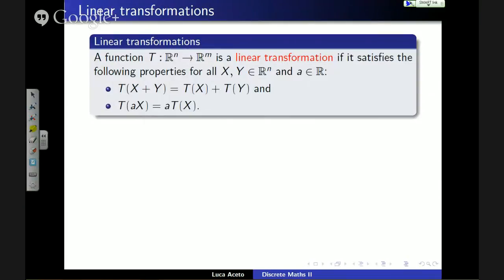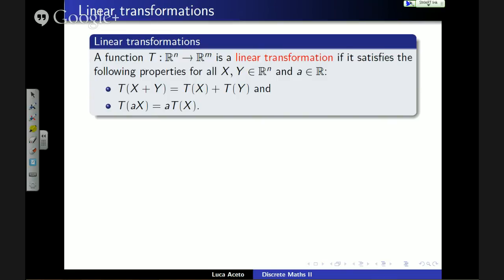Now, when is a function linear? The function is linear if it has these two fantastic properties. And what are these two fantastic properties? Well, the function interacts very nicely with respect to two operations that you all know and love: addition of vectors and multiplication of a vector by a real number. What does this mean?